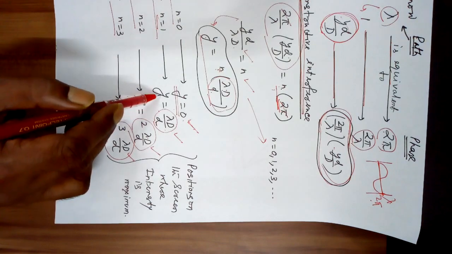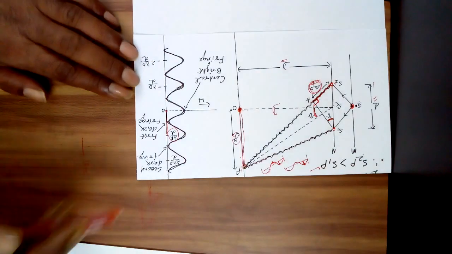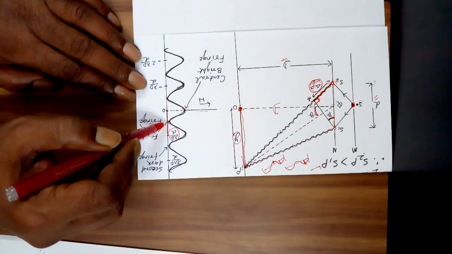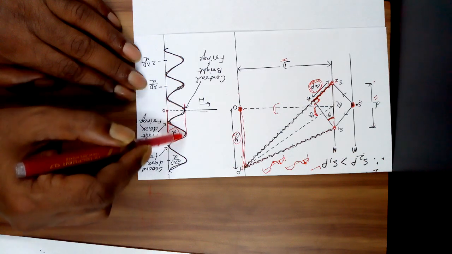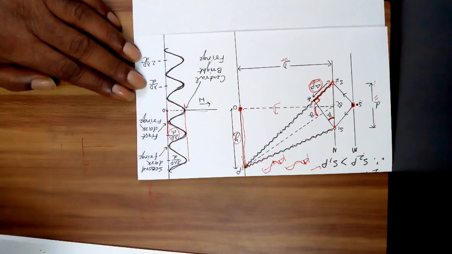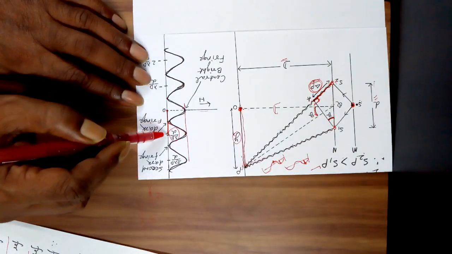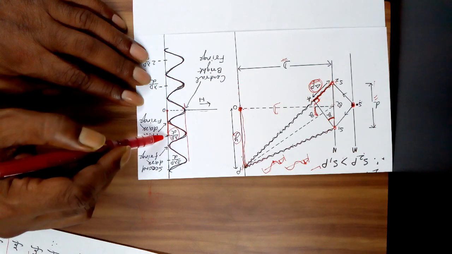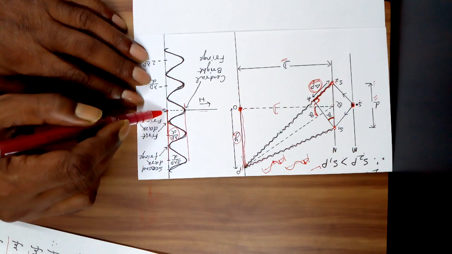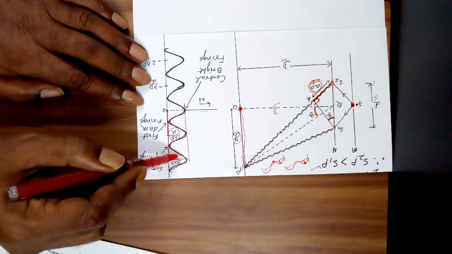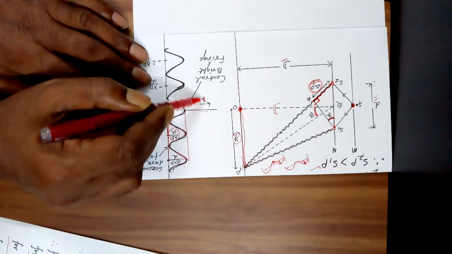For n is equal to 1, at a distance lambda d by d, the intensity is maximum. Look, the intensity is maximum at this point. Again for n is equal to 2, y comes out to be 2 times lambda capital D over D. So if from here to here is lambda capital D over D, then from O to this point will be 2 times that. Again at this point the intensity is maximum.